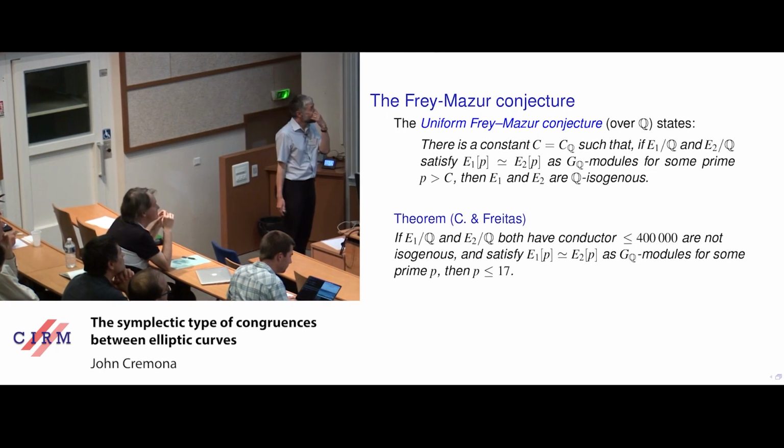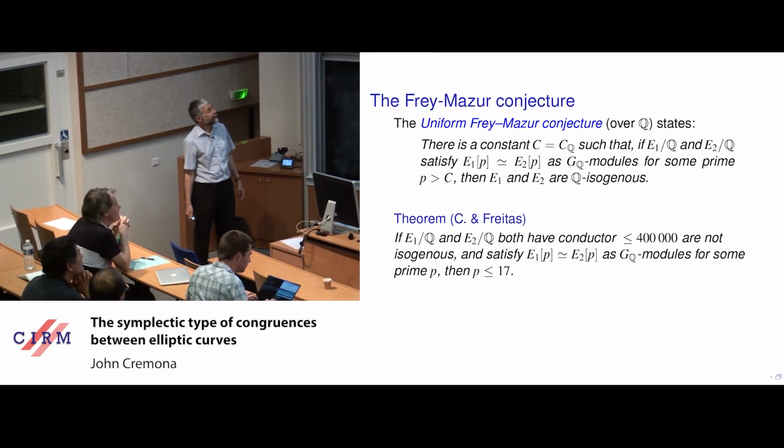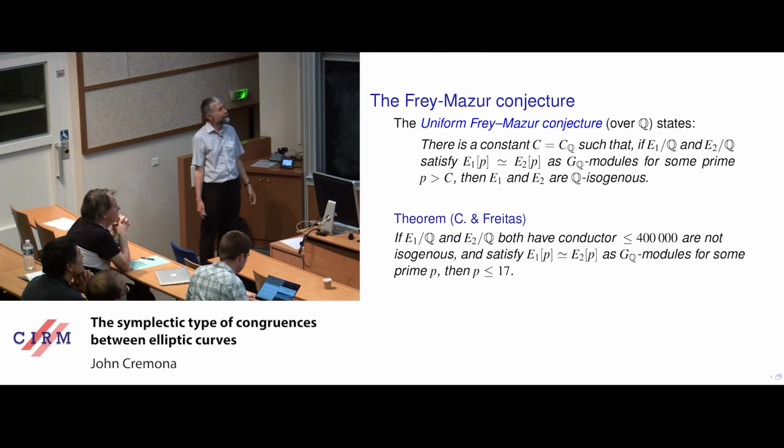One theorem that we have is that if you restrict to elliptic curves of conductor less than 400,000, which is perhaps rather a pathetic thing to do because that's only a finite set of curves, right? So you could just compare each one with every other one. But our proof is slightly cleverer than that.